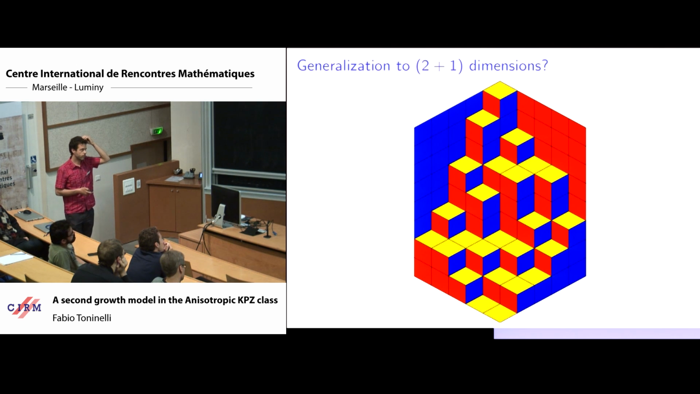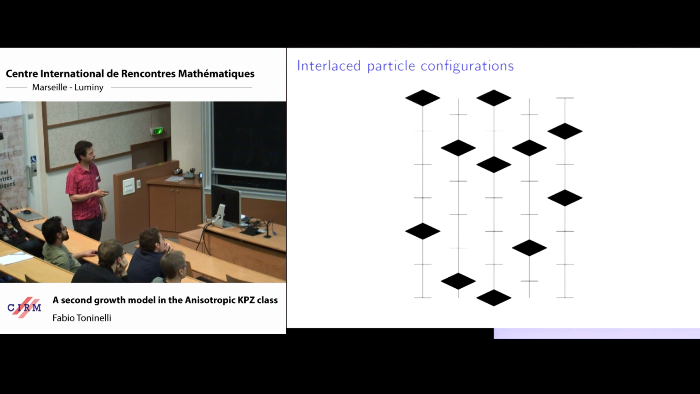All right, the most direct analog of the simple exclusion in this context would be, remember, in simple exclusion I was just adding or removing squares with rates p and q. So I could do the same with cubes.